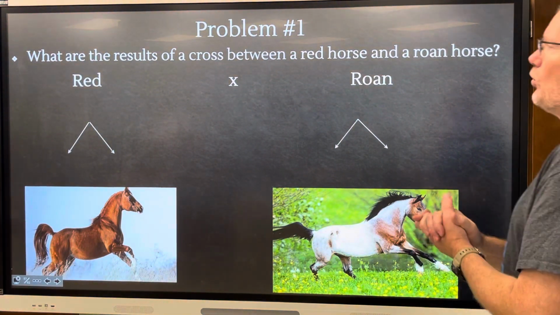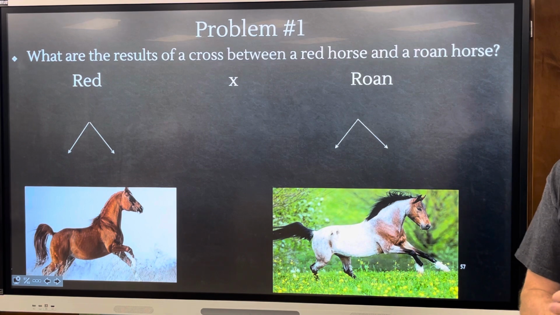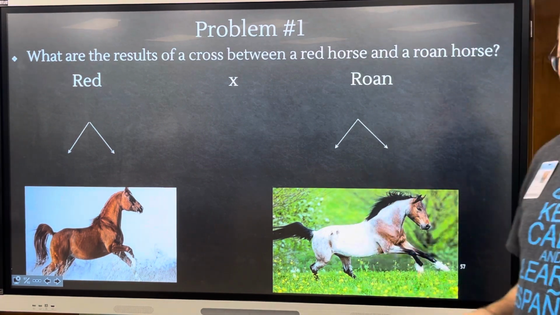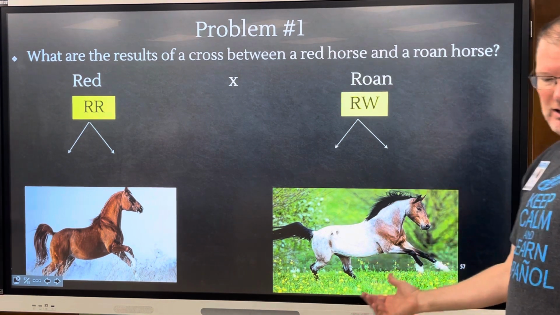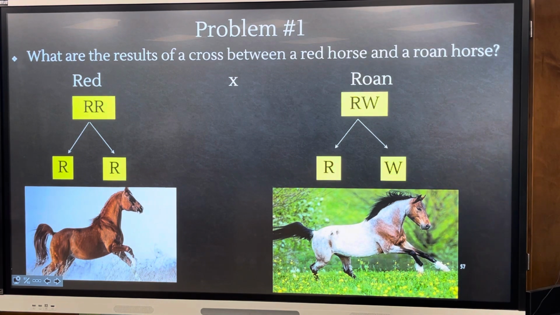So here's problem number one. What are the results of a cross between a red horse and a roan horse? So this is going to be instantly in your mind. You know this is going to be RR and RW, right? And what are their possible gametes? Capital R, capital R, capital R, capital W.